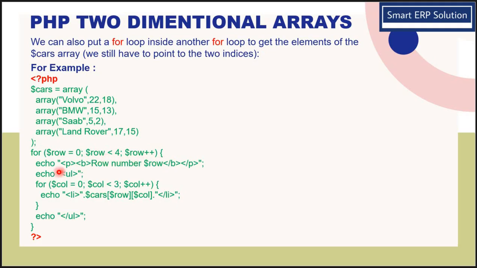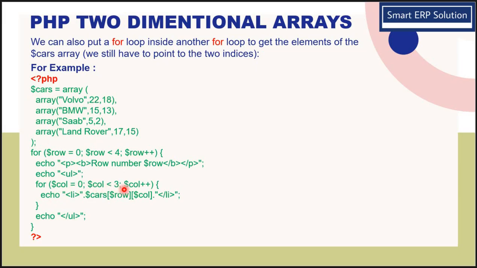Row plus plus. Echo the HTML tag: row number equal to $row. This is the row number. Then ul and li, by using ul and li we are going to display every item of an array. Then we write a loop. This loop is for displaying the row, and this loop is for displaying the columns of each row.